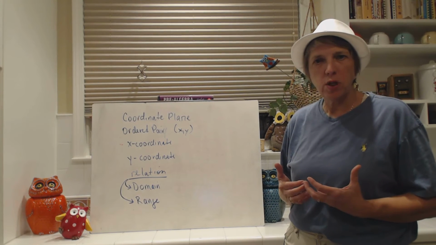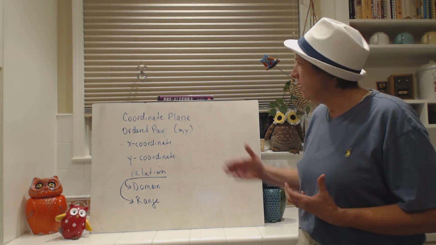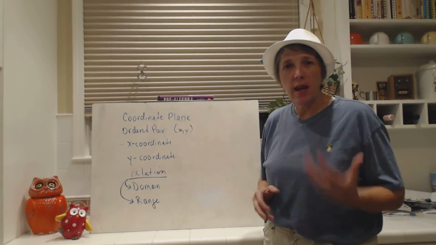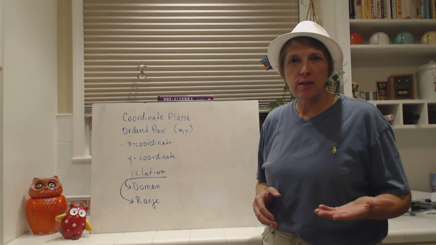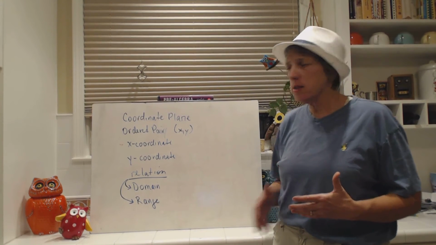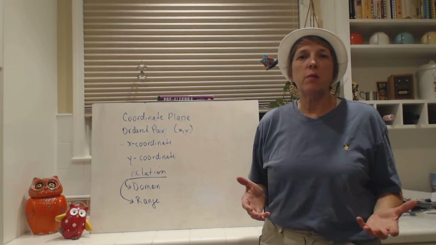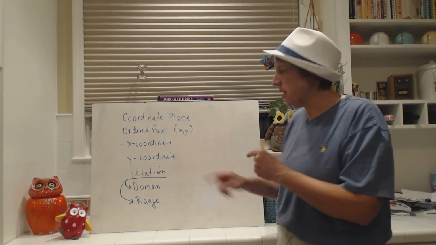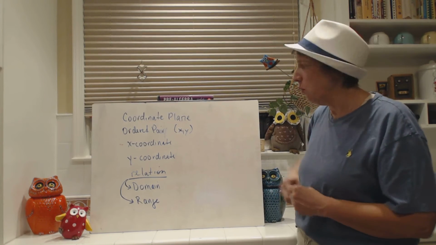It's a point. It represents a point on a graph, and the first value is the x-coordinate, identified with the x-axis, which is the horizontal line. The vertical line is the y-axis, and the y-coordinate is the second value. So you go across on the x-axis and up on the y to plot your point.